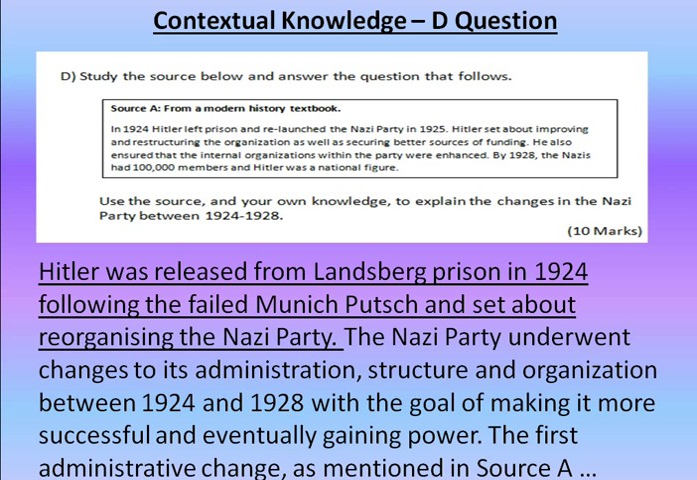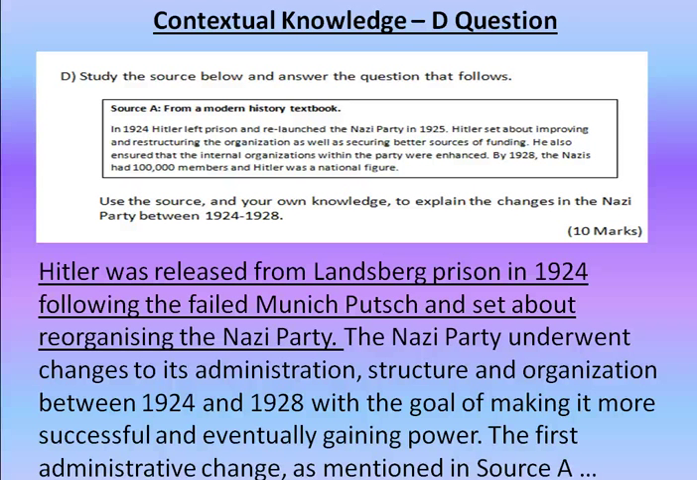Immediately we started with some contextual knowledge. It carries on: the Nazi Party underwent changes to its administration, structure and organisation between 1924 and 1928 with the goal of making it more successful and eventually gaining power. Then we move into explaining those changes. The first administrative change, as mentioned in Source A, then you can carry on with your quote and give your reasons.